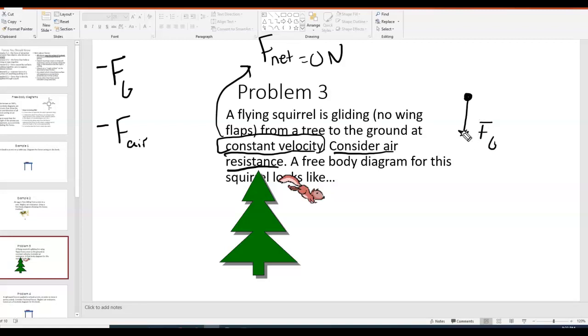If I have a force going down and I know the net force has to be 0, that means the air resistance has to be the same length going up. Okay, just like this, F air. That's my FBD for problem 3. Okay, pause it there if you need to look at that.